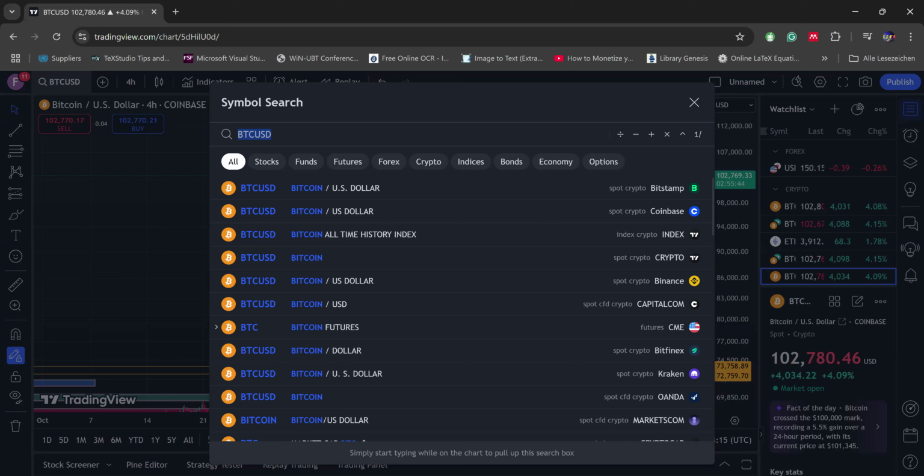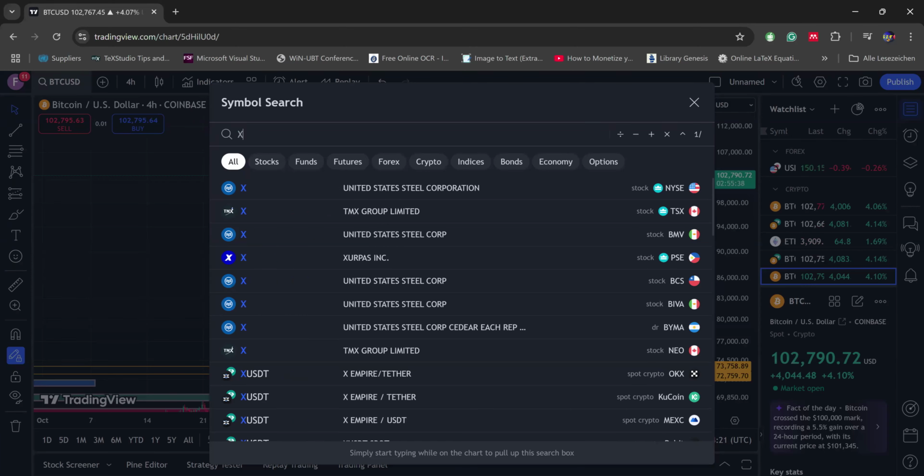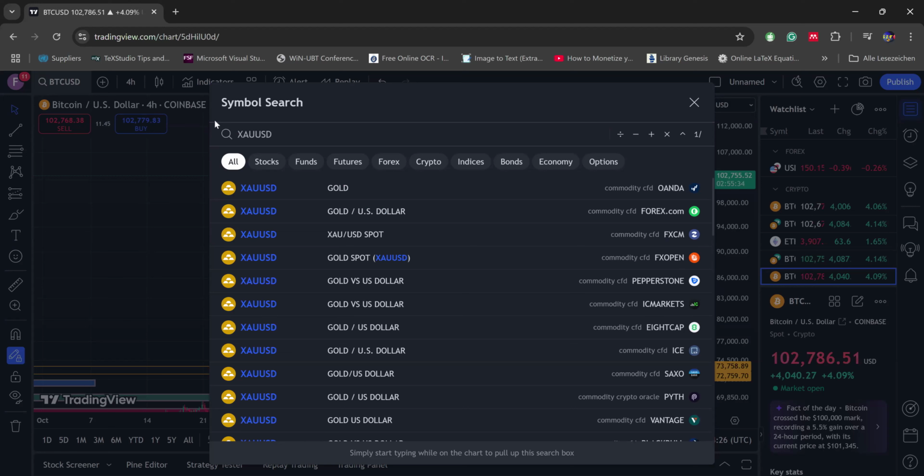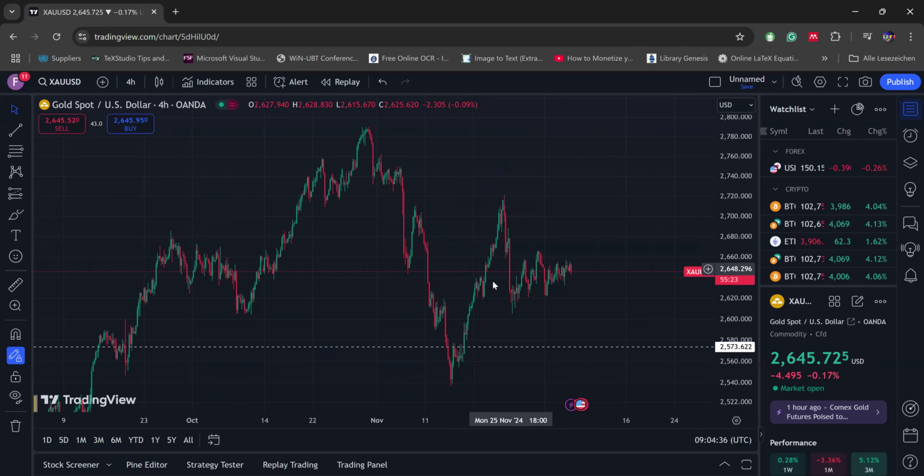But you're definitely going to see something because I'm already logged in. So gold is represented as XAU USD. So gold versus USD. Okay, this is how it looks like, the graph.